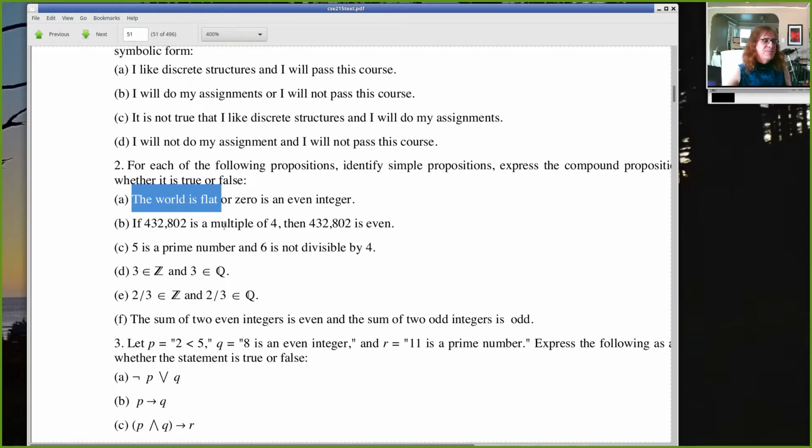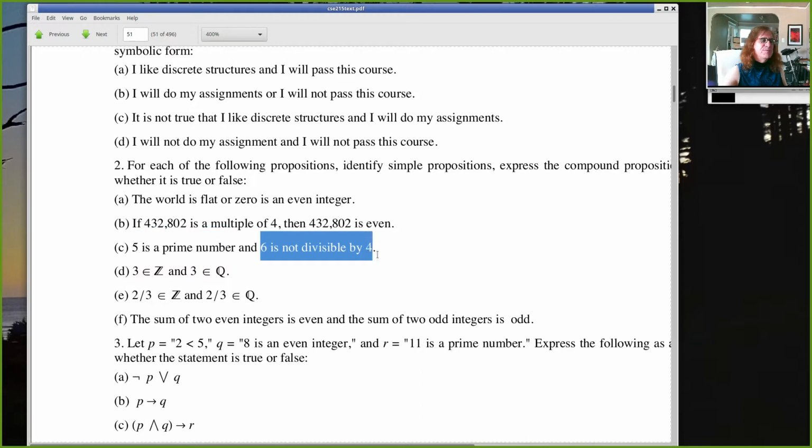So 5 is a prime number, and 6 is not divisible by 4. Well, 5 is a prime, okay, meaning it's not divisible by anything except itself and 1. And 6 is not divisible by 4. So P could be the proposition 5 is a prime number. Q could be the proposition 6 is not divisible by 4. And this would be the proposition P and Q. Or Q could be the proposition 6 is divisible by 4, and this would be the proposition P and not Q. Up to you. And this turns out to be true because both of those halves of the conjunction are true.